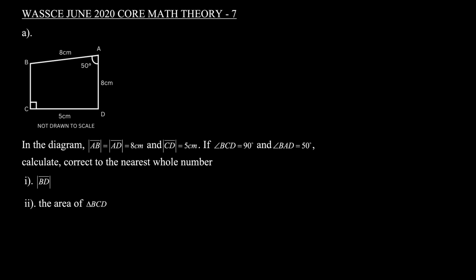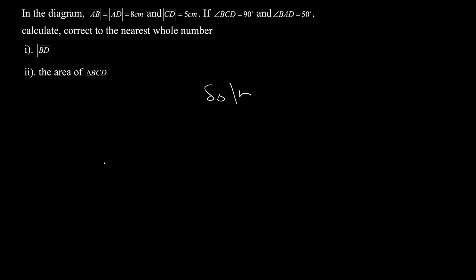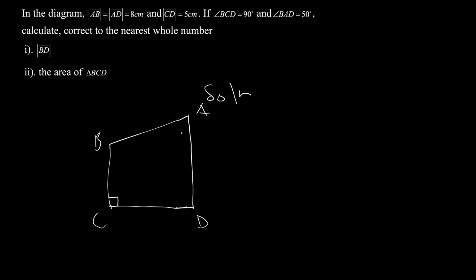So let's begin with the solution for our question. Let's draw it again. We have this: our B, C, D, and A. Angle BCD is 90, so this is 90. Angle BAD is 50, so this is 50. AB is equal to AD, and that's 8 centimeters. So here's 8 centimeters, and here's 8 centimeters. And CD is 5 centimeters. So we are finding the length of BD, which is from here to here.